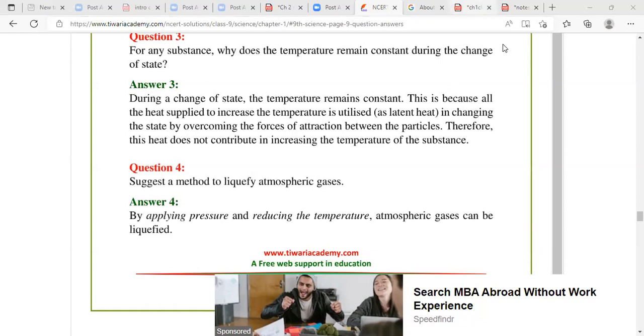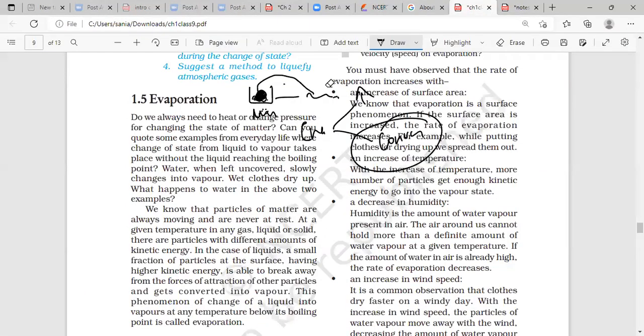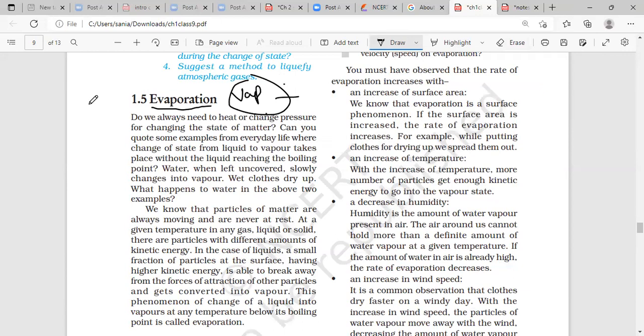Okay. Now we will do one of the important topics, which is evaporation. Most of the time students get confused between vaporization and evaporation. Does anyone want to tell the difference? What is the difference between vaporization and evaporation? No? Okay, I'll tell you.